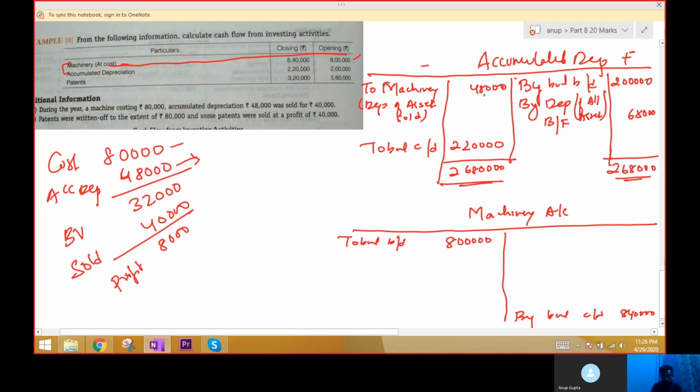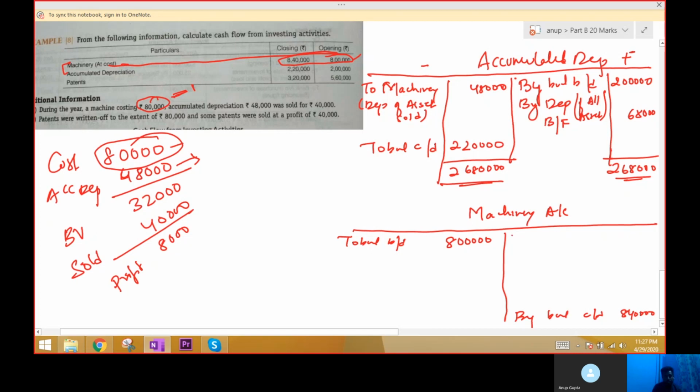Now see, this machinery is sold. The machinery that we have sold for 80,000 should be reduced from the machinery account. That means the 80,000 of the total cost, which is included in this one, should be reduced. So let us reduce it, since we sold the machine.